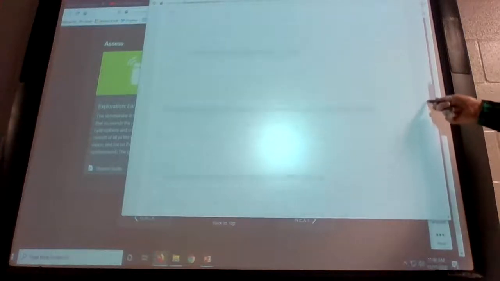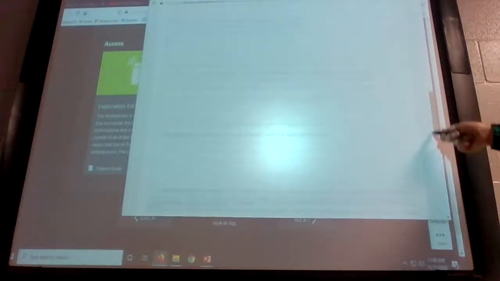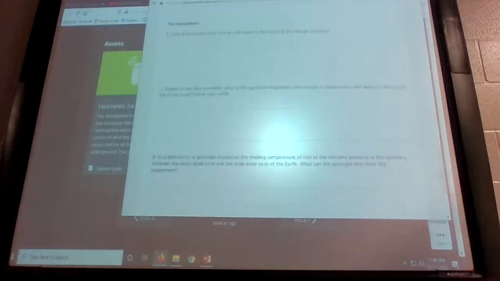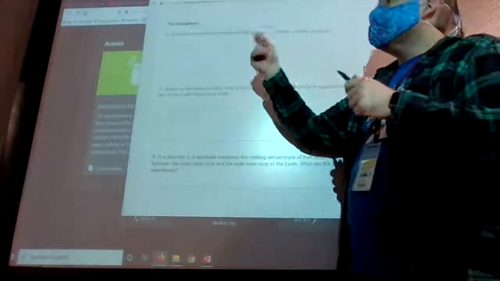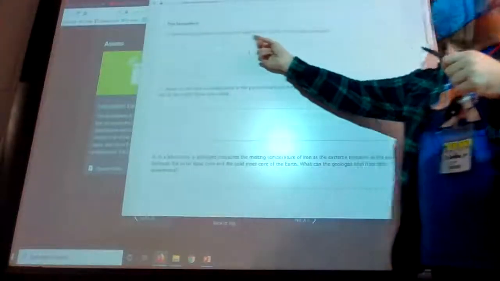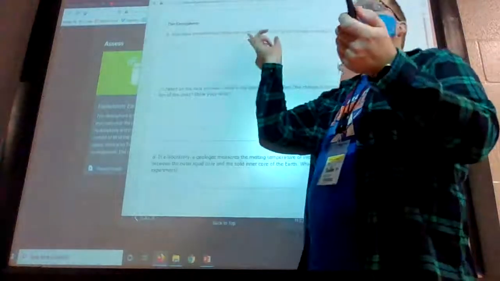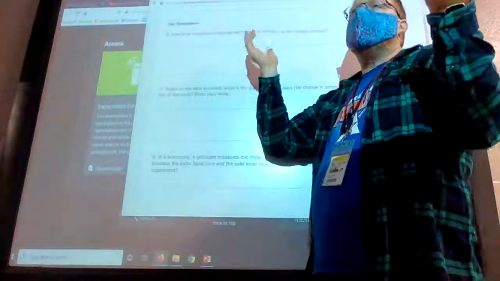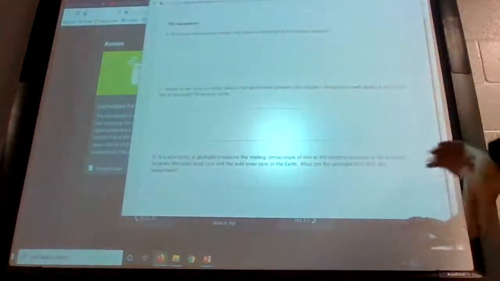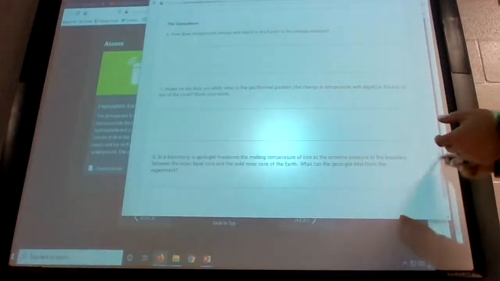Okay, so that was the hydrosphere section, hydrosphere and cryosphere. Now we're moving on to the geosphere, and they got all the questions sorted out. So, geosphere: how does temperature change with depth in Earth? Is the change constant? First, how does the temperature change with depth in the Earth? The deeper you go, what happens? The hotter it gets, yeah. So, the deeper you go, the hotter it gets.